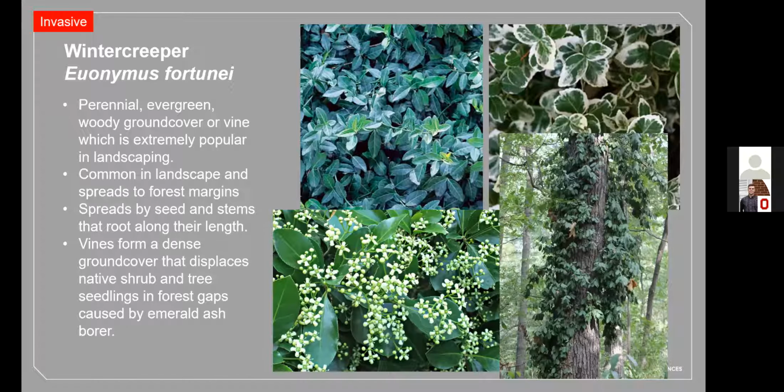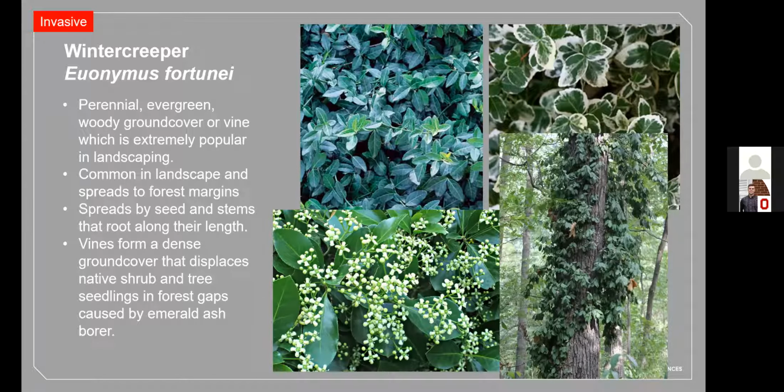Winter creeper, you've probably all seen this. This is an overused perennial evergreen ground cover that is starting to become invasive after being introduced in the US in the early 1900s. It's chosen for the home landscape because it can grow in full sun to heavy shade, tolerate poor soil, and a wide pH range.